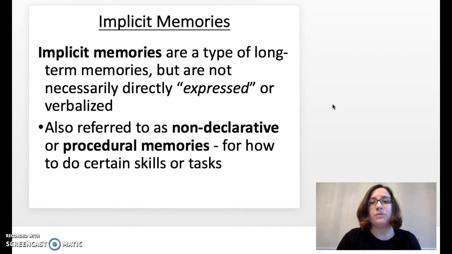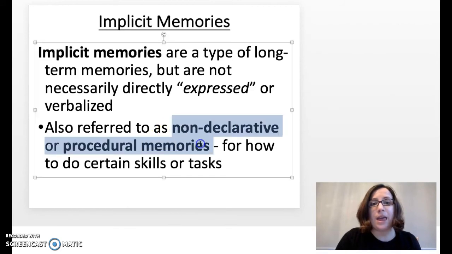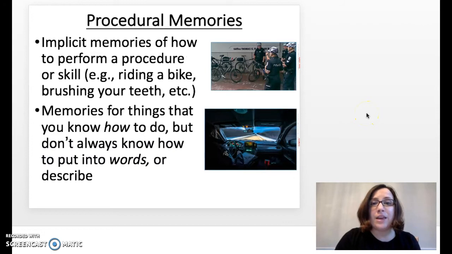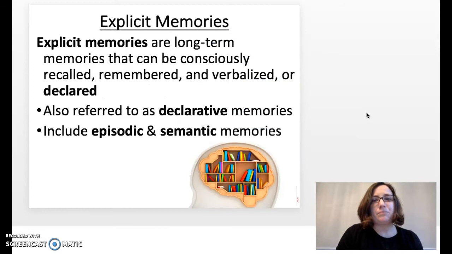They're also sometimes referred to as non-declarative, and procedural memories are a good example of an implicit long-term memory. You know that you know how to do it. We just don't always think about it, right? It's something that kind of comes like second nature, riding a bike, brushing your teeth, that kind of thing.